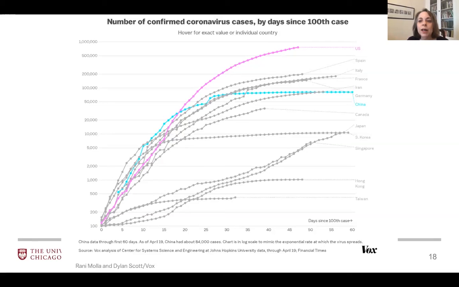And then they just sort of figured that the US would then subsequently follow the path that other country had followed. As you can see, that was a recipe for underestimating the number of deaths in the US because the trajectory has been much steeper since about day 20 in the US than in any other country relative to how far along it was in its national epidemic. And so the model tended to underpredict.